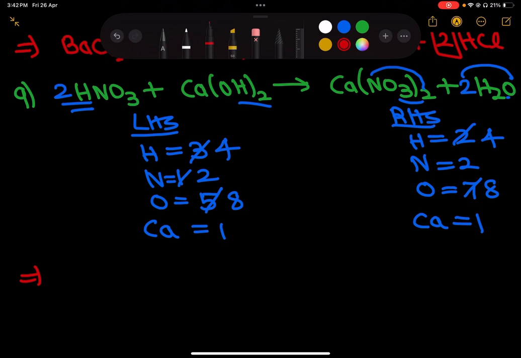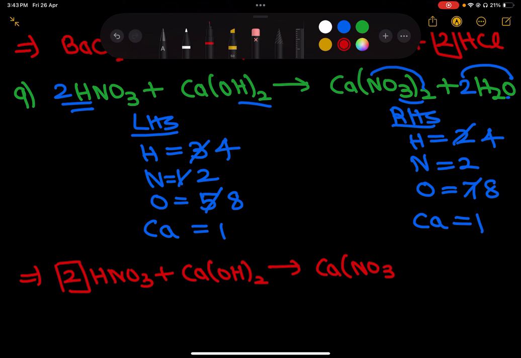Okay, so writing it down, 2HNO3 plus Ca(OH)2 gives Ca(NO3)2 plus 2H2O. Okay?